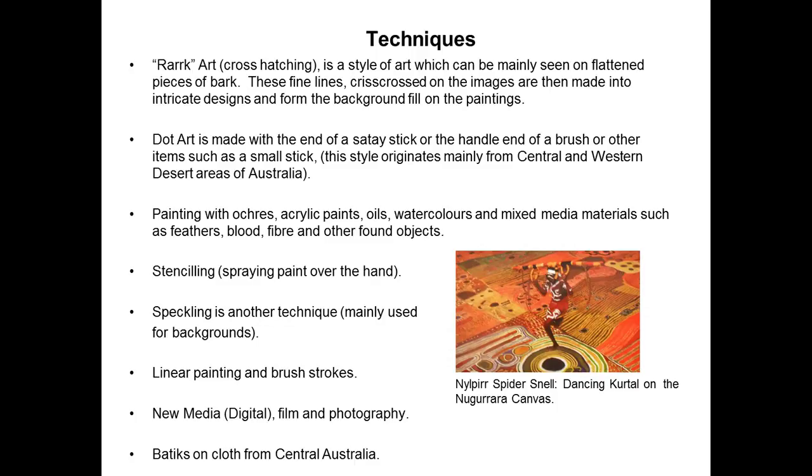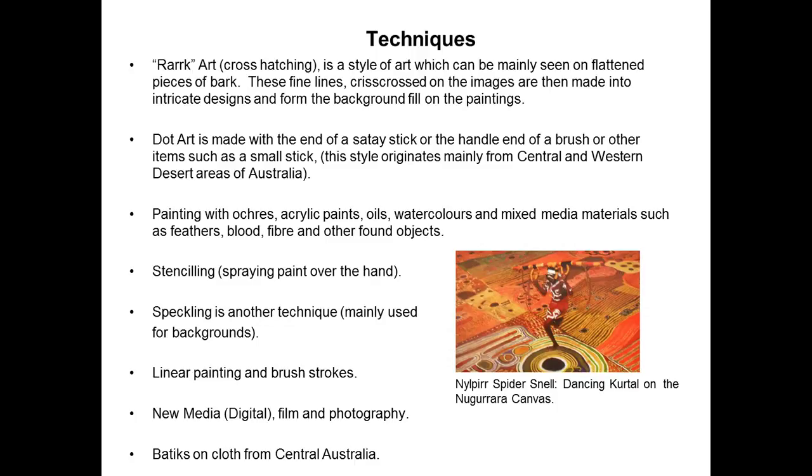So the techniques, so we've got rarrk art, so cross-hatching. It's a style of art which can be mainly seen on flattened pieces of bark, and it's using fine lines and crisscrosses. Again, just like the dot art, if you haven't had a go at this, have a go of it. It is so hard to get. How they get those lines so evenly spaced apart is just amazing. Dot art is made with the end of a satay stick or the end of a brush. Your paintings using ochres, acrylic paints, oils, watercolours, feathers, blood, fibre, and other objects, anything you can find essentially.